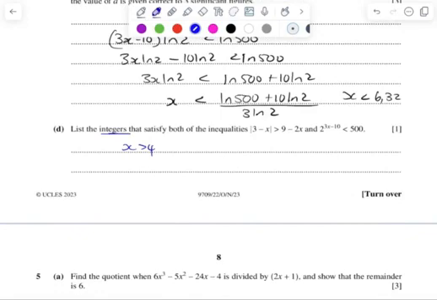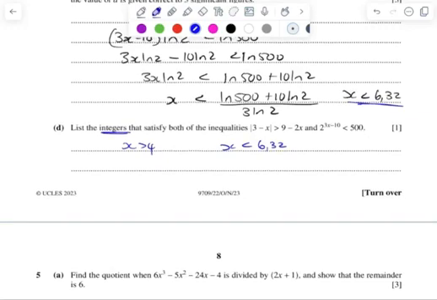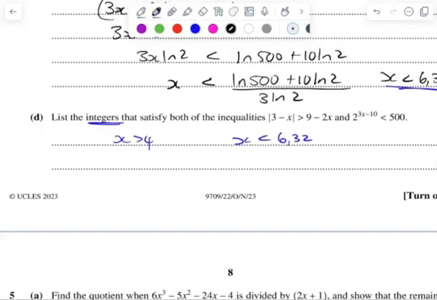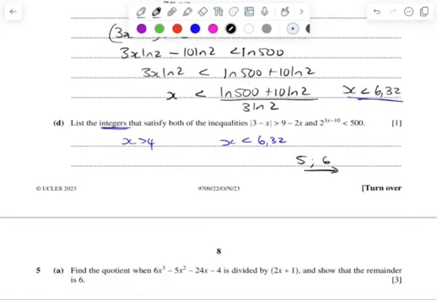List the integers, okay? And here, x must be less than 6.32. So what are the integers between 4 and 6.32? We've only got 5 and 6. Those are the two integers. I'm not going to include 4 because it says it must be greater than 4. And I can include 6 because it must be less than 6.32.